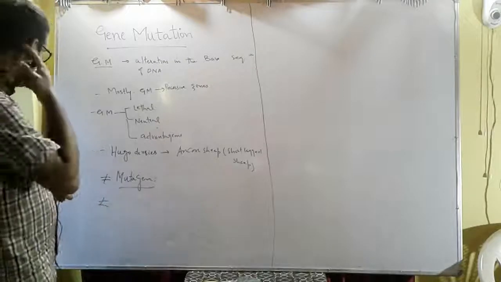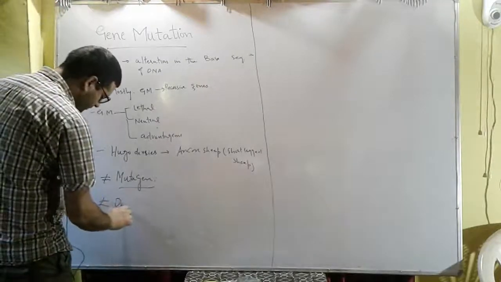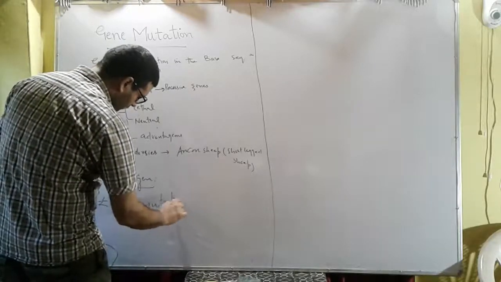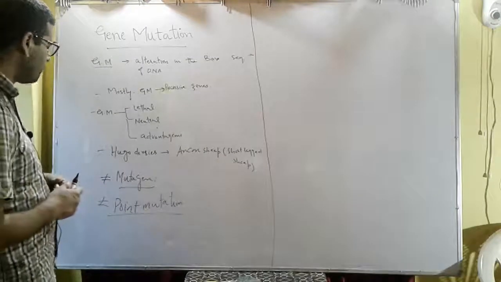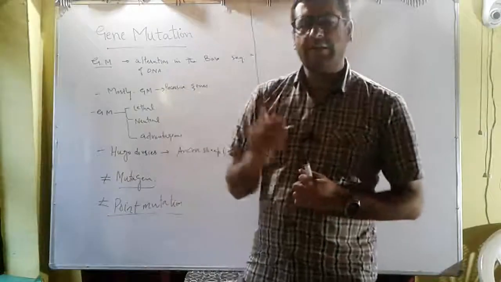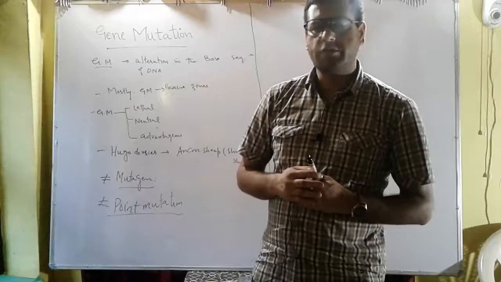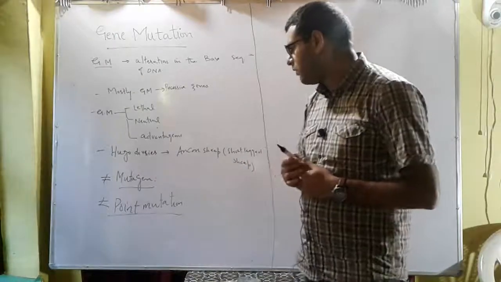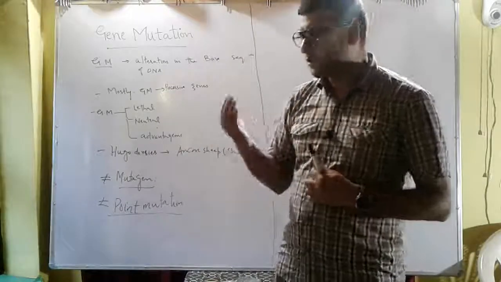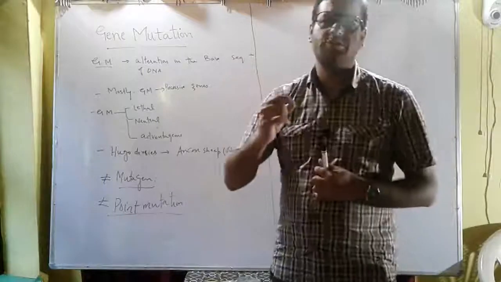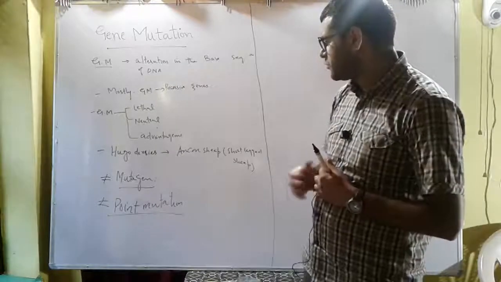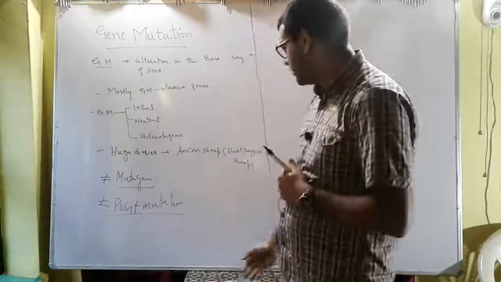Then this gene mutation is also called a point mutation. Gene mutation is also known as point mutation because in most of the cases a single nitrogenous base changes by means of the mutation. That is why we call a gene mutation a point mutation.